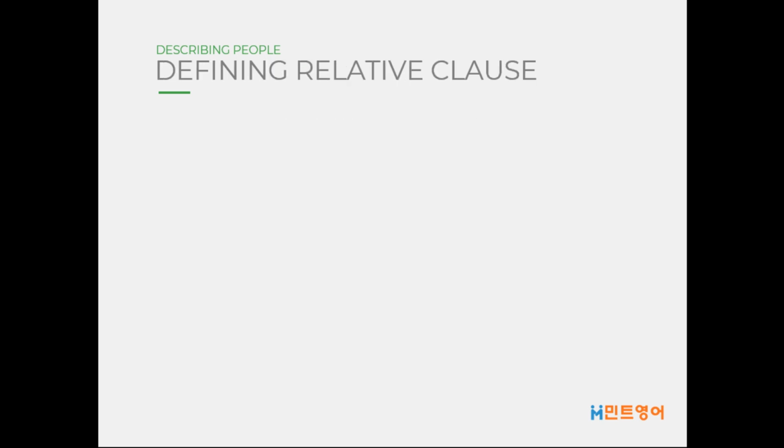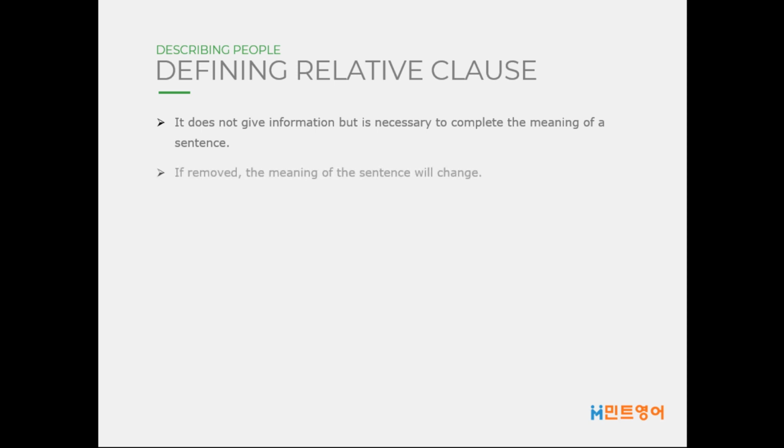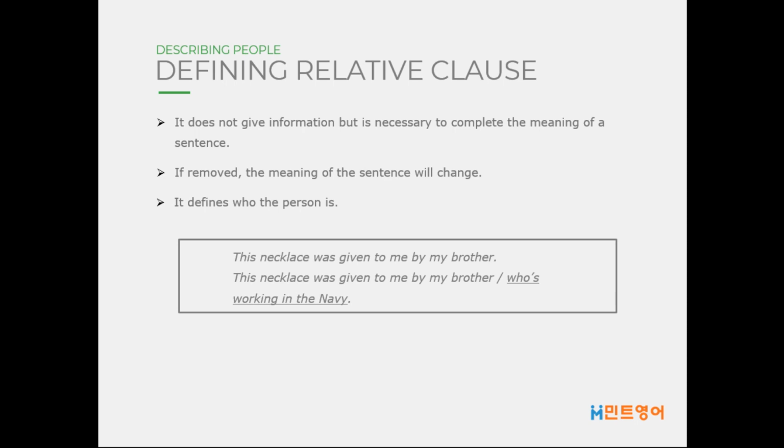A defining relative clause does not give extra information but is necessary to complete the meaning of a sentence. If it's removed from the sentence, the meaning of the sentence will change. The relative clause defines who the person is. There's no need to pause at the beginning of the relative clause, but you may pause at the end to cut the long sentence. Look at the example.